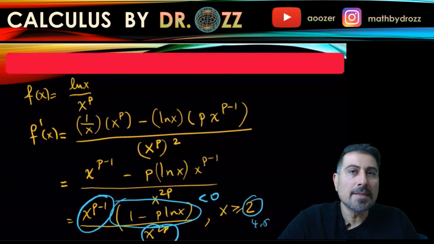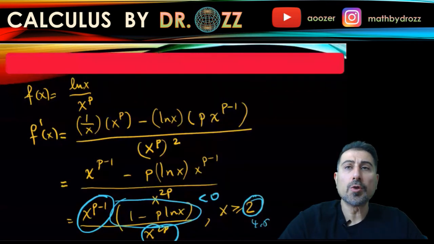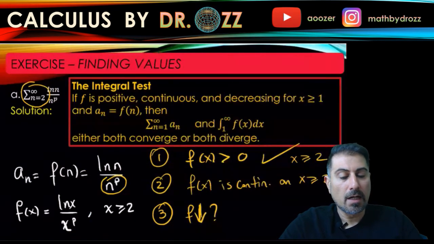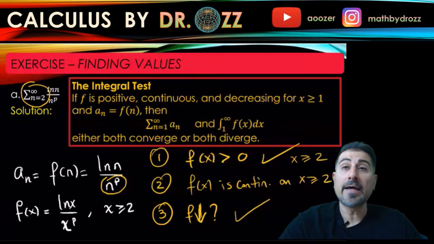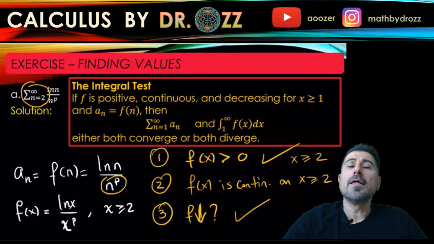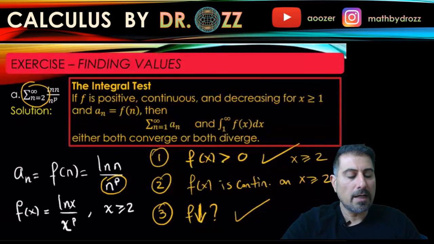Okay, so again, as long as p is positive, I can play with this x here, the lower bound of x, so that I can make this term negative. So f prime becomes negative, and going back to here, I can conclude that f is a decreasing function. Okay, and once you have all three conditions met, then you can go ahead and look at this integration here.